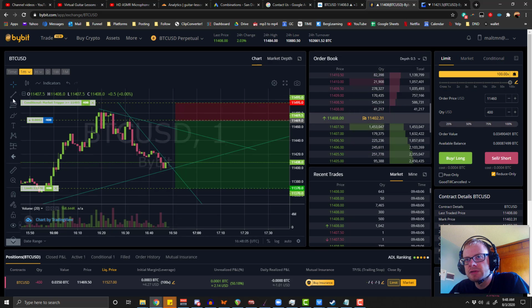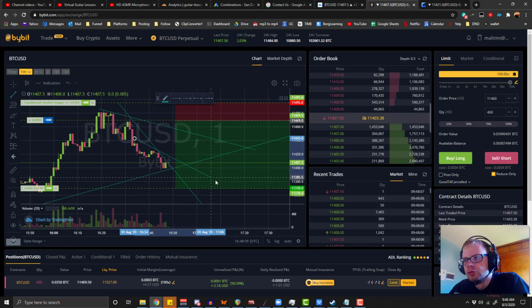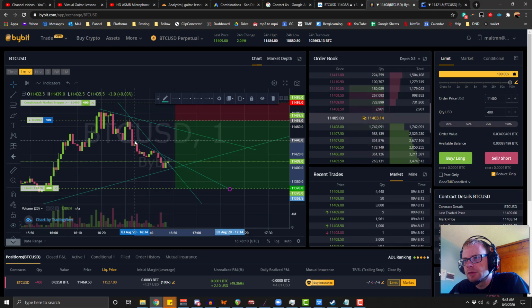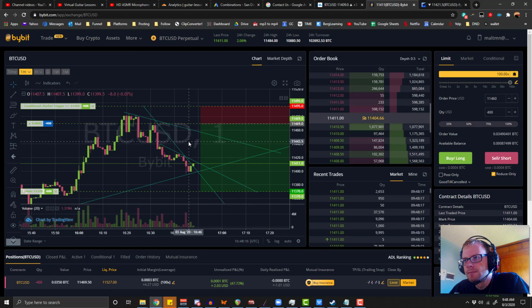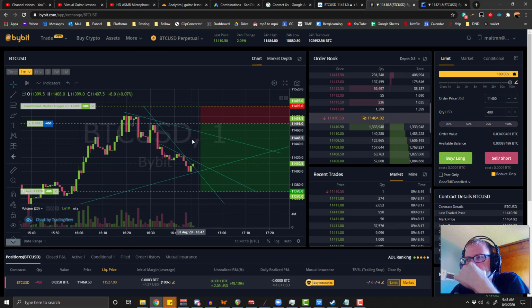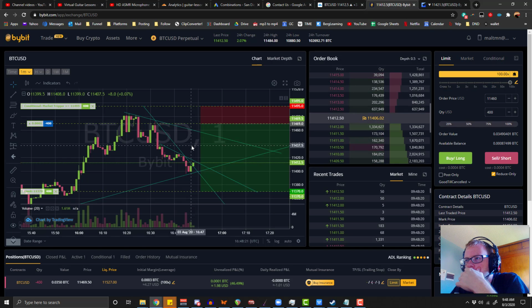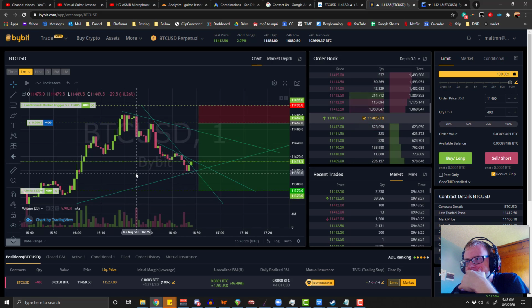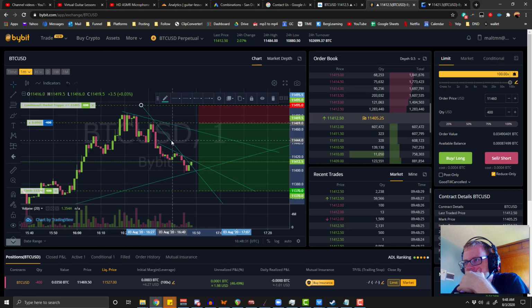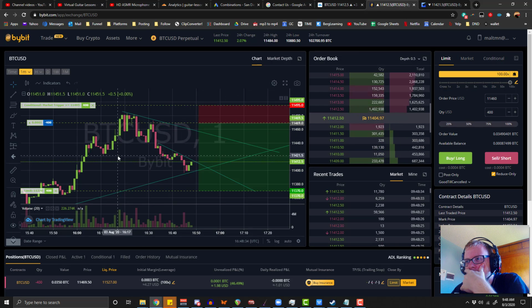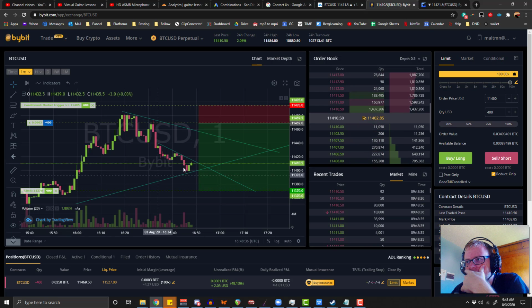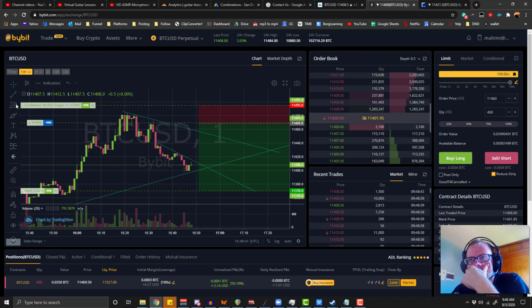So let's see now. Ooh, there's this line. You guys see this one? Right there. That one actually might hold, but we'll have to see. This line broke, as you can see. But yeah, so this line might actually hold. Isn't that crazy how these lines just hold.